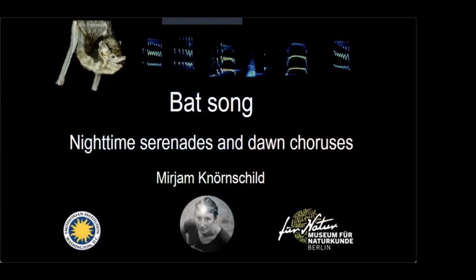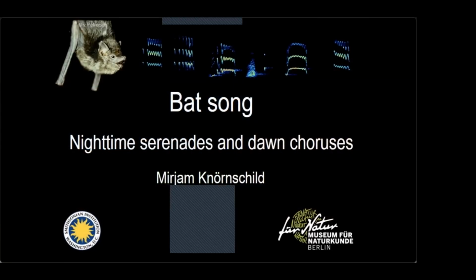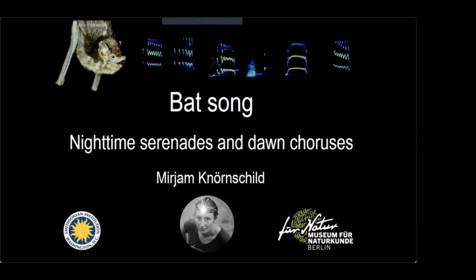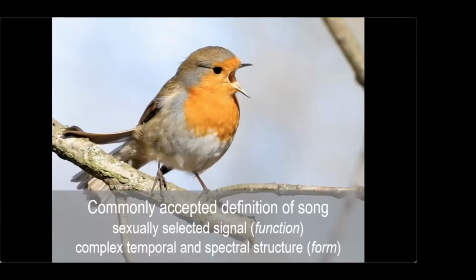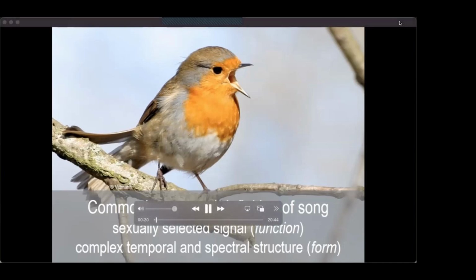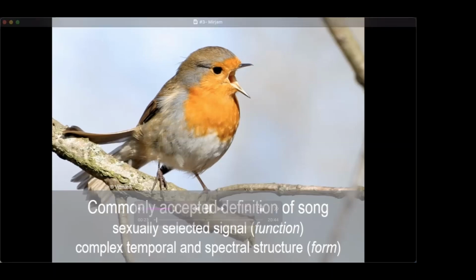Hi, my name is Mirjam. And in this Wildlife Acoustics webinar, I'm going to talk about bat song. The most commonly accepted definition of song that we currently have is one of form and function. So for an animal vocalization to be classified as song, it has to be a sexually selected vocalization, so one used in the context of rival deterrence or mate attraction, and it has to have a complex temporal and spectral structure.